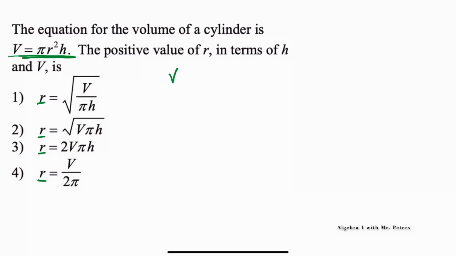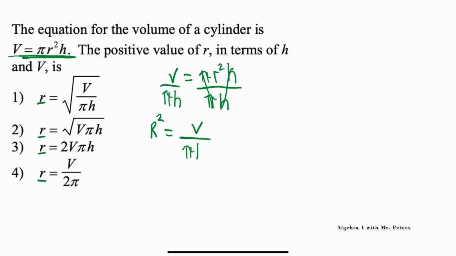So when I look at this problem, we notice that all three of these terms on the right side are being multiplied. So if I want to get r by itself, let's just divide by everything that is not r squared. So h and pi. And we're going to do the same thing on the other side. So now we have r squared is equal to V divided by pi times h.